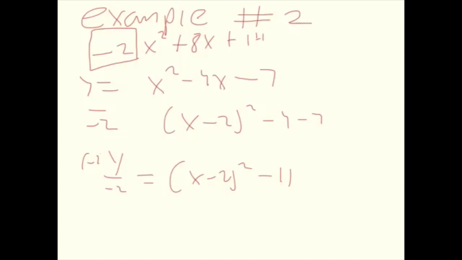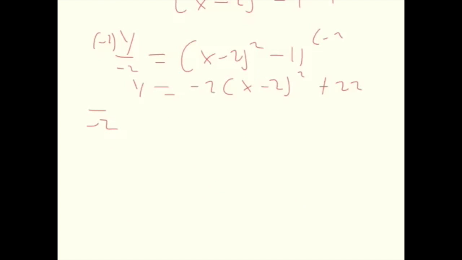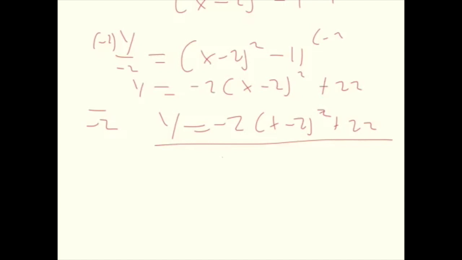I'll multiply -2 times both sides. So y equals -2 times x minus 2 squared plus 22. I have y equals -2 x minus 2 squared plus 22 divided by -2. You have y equals x minus 2 squared minus 11. Add 11 here. Add 11 here. You have, oh no, excuse me, this is 0. This is 0 right here.